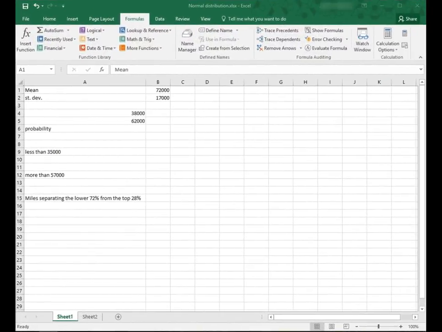Now we're going to solve probability problems in Excel using the functions for normal distributions. The problem in the book states that Company P has determined that its truck drivers making deliveries are spending a lot of time on the road, and the trucks are becoming worn out quickly. Company P determined that the annual distance traveled per truck is normally distributed with a mean of 72,000 miles and a standard deviation of 17,000 miles.